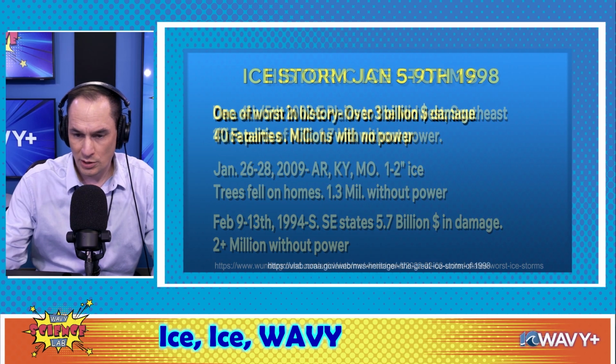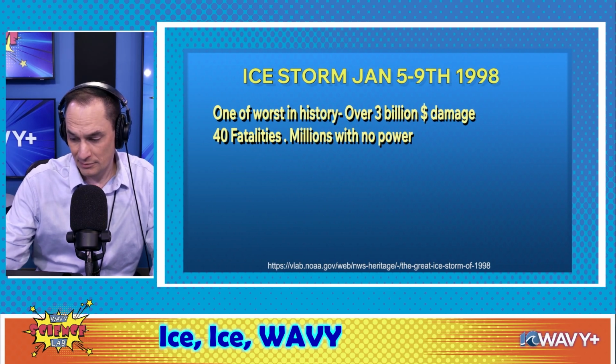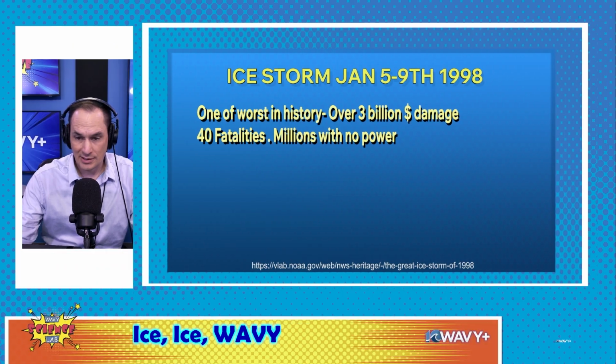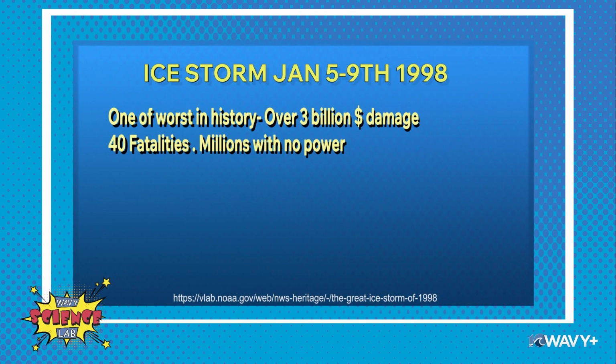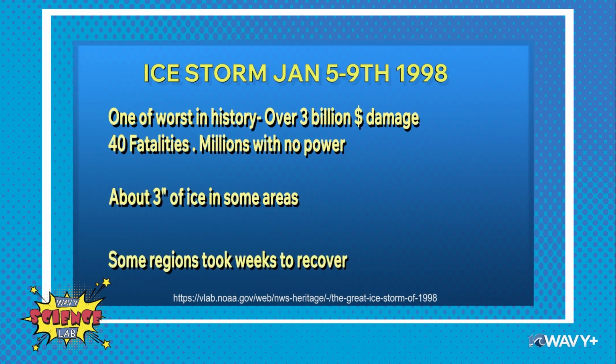So one of the worst ones in modern history is this one. It was 1998. I was around for that one. I remember it. One of the worst in history. Over $3 billion in damage, 40 fatalities though, and millions with no power. The size of the area that was struck was just amazing, and about 3 inches of ice in some areas. Even up to 4, I think, in some. Some regions took weeks to recover because there was so much damage to the power lines. And again, I remember that.